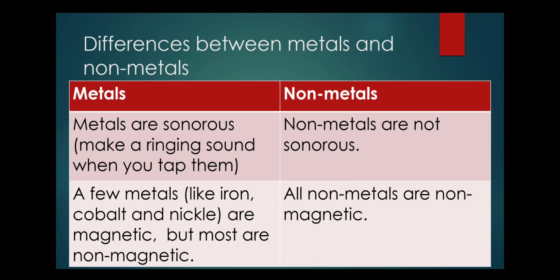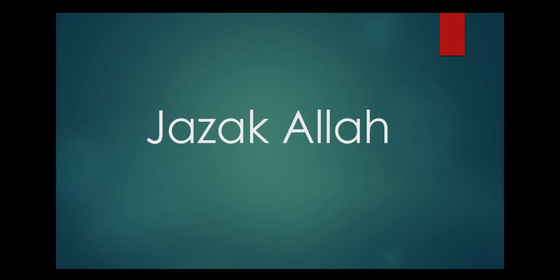Metals are sonorous, which means that they make a ringing sound when you tap them. A few metals like iron, cobalt, and nickel are magnetic also, but most are non-magnetic. Non-metals are not sonorous, that is, they do not produce a ringing sound when you tap them. All non-metals are non-magnetic. So some of the metals are magnetic and some are not, but non-metals are never magnetic.